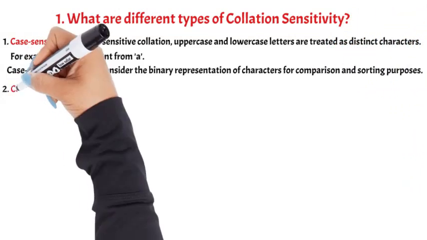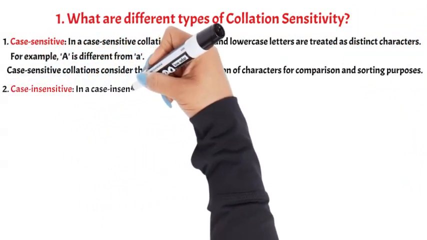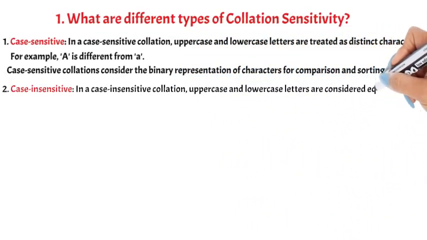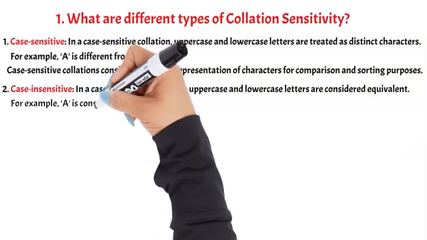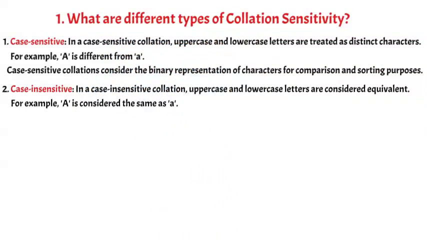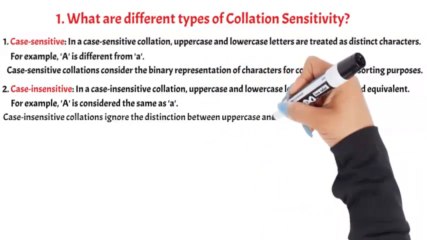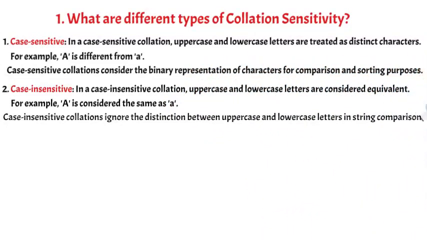2. Case-insensitive. In a case-insensitive collation, uppercase and lowercase letters are considered equivalent. For example, 'A' is considered the same as 'a'. Case-insensitive collations ignore the distinction between uppercase and lowercase letters in string comparisons and sorting.